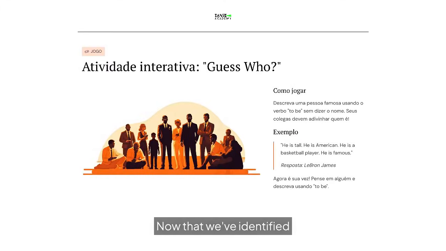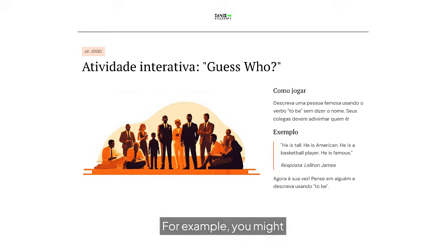Now that we've identified common mistakes to avoid when using the verb to be, let's shift gears and have some fun with what we've learned. Moving forward in our journey, we're going to engage in an interactive game called Guess Who? This activity will not only reinforce your understanding of the verb to be, but also encourage creativity and teamwork. Here's how it works. You will describe a famous person using the verb to be, but without revealing their name. Your classmates will then guess who you're talking about.